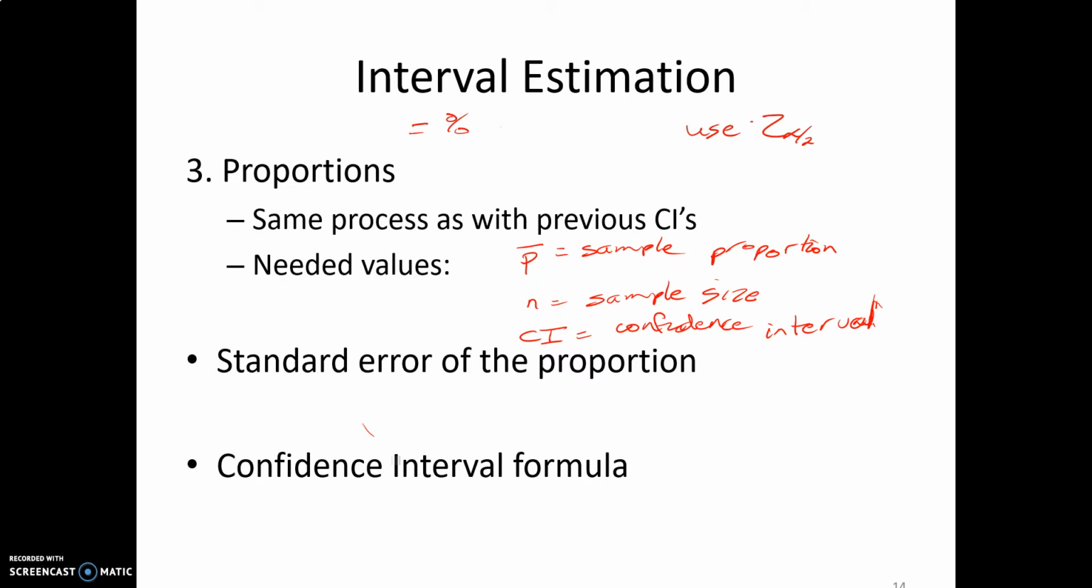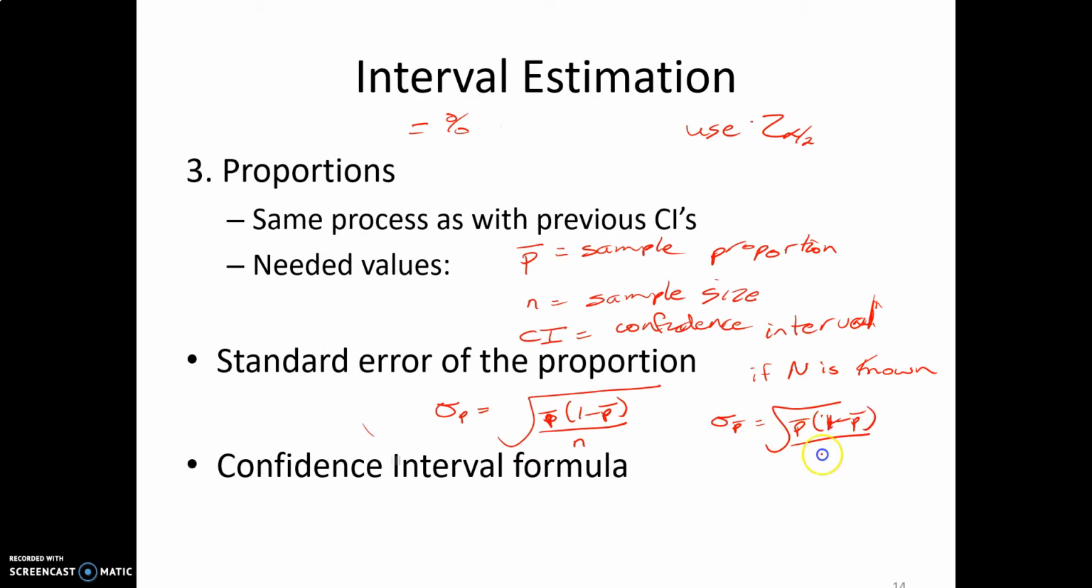So the standard error of the proportion, we're going to write it like this. Standard error of the proportion, the standard deviation of all the proportion values, is going to equal the square root of p times 1 minus p, all divided by n. And of course, if N is known, then we have to adjust the standard error by multiplying by the correction factor.